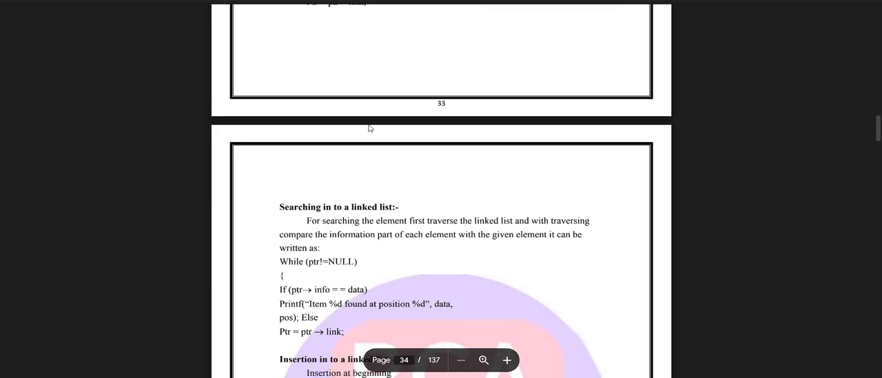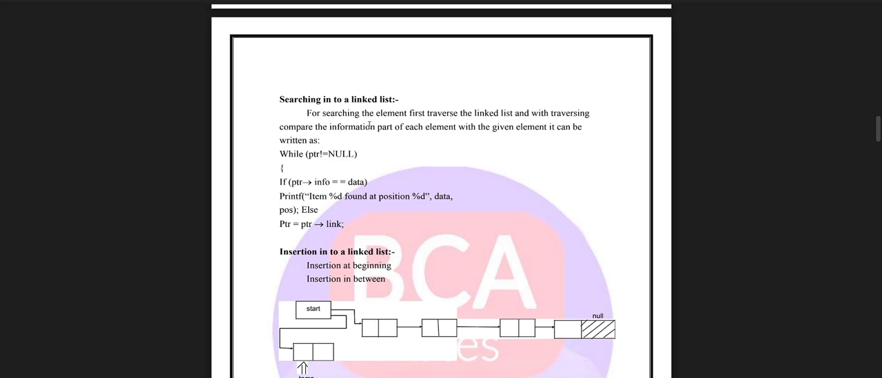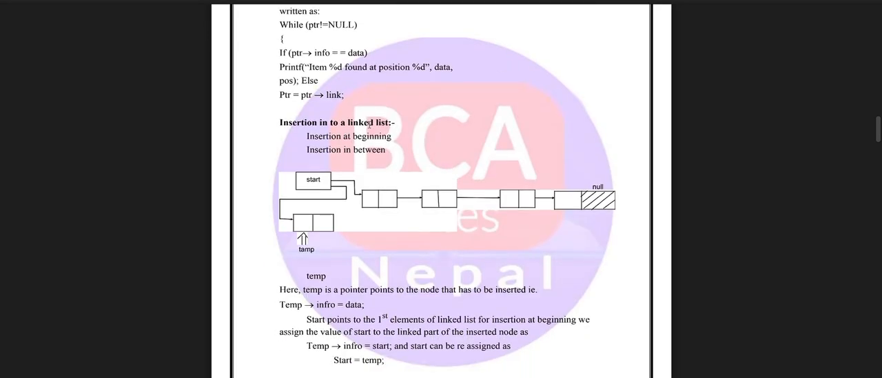Searching in the linked list: for searching an element in the linked list, we traverse the list and compare the information part of each element with the given item. It can be written as: while (ptr != NULL) { if (ptr->info == item) printf("found at the position %d", pos); ptr = ptr->link; }. Insertion into the linked list: insertion at the beginning, insertion in between.